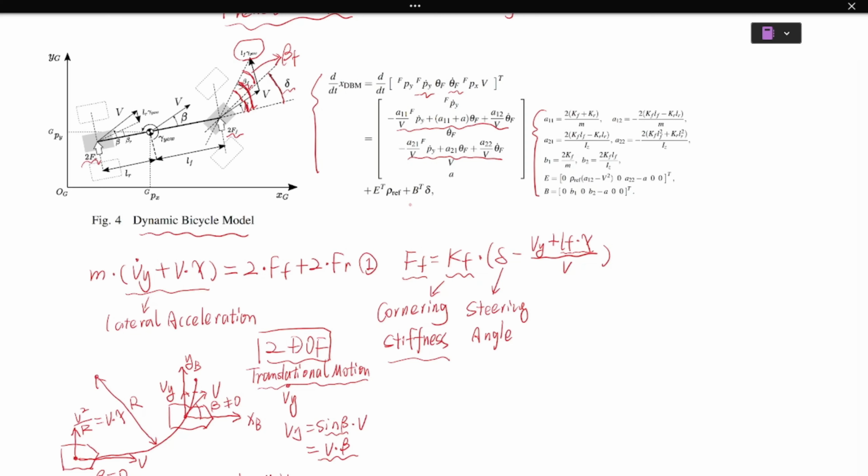So the same in the rear. FR equals KR times LR times gamma minus Vy over V. This is LR times gamma over V, this angle, and this is Vy over V, beta. So the result is beta R, this angle. This is beta R, the rear tire slip angle. Okay.